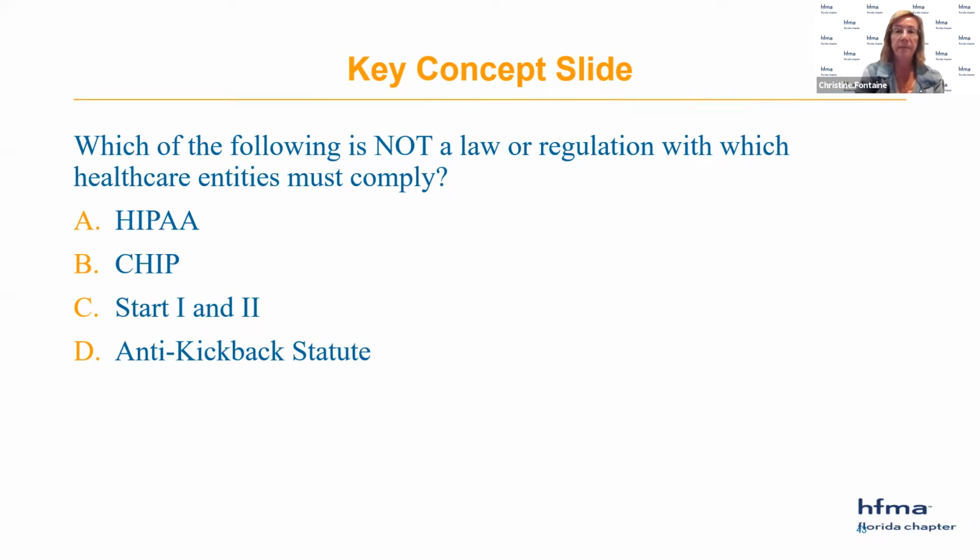Okay, close that up, Diane. The correct answer is CHIP. That is the Children's Health Insurance Program, commonly referred to as CHIP, which is a federal government plan and also a state-funded plan. Stark is a regulation that addresses referrals to either a physician-owned or family-owned entity. It would be like a husband sending a patient to his wife's specialty program, which would be considered Stark 1 and Stark 2. Okay.